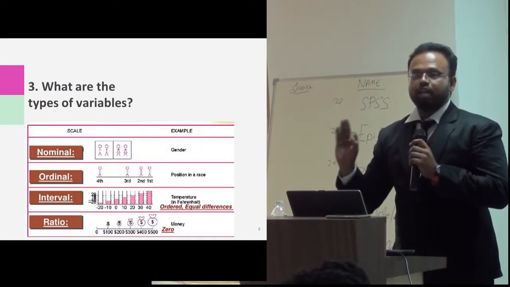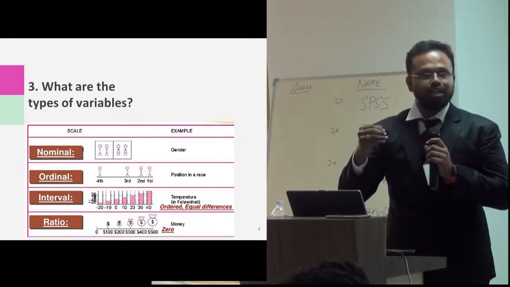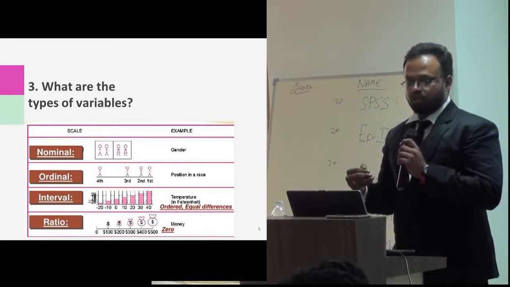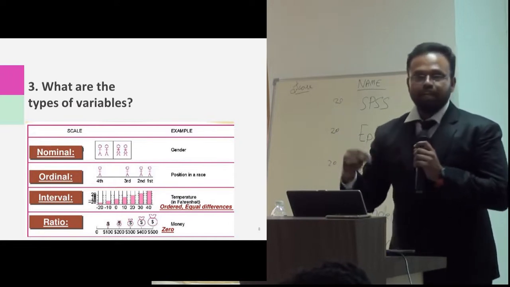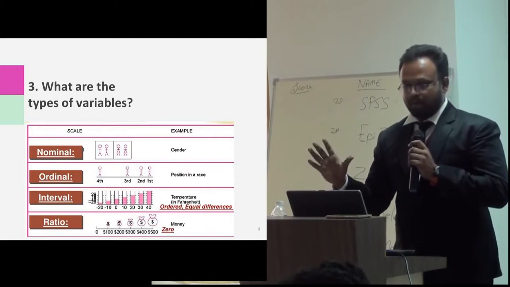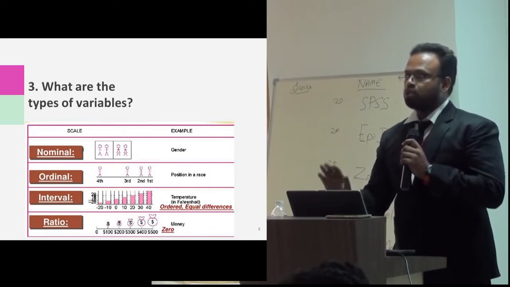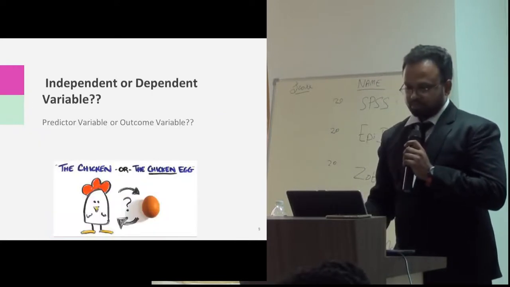The third step is what type of variable it is. Usually in statistics we say nominal, ordinal, interval and ratio. Club nominal and ordinal into categorical, interval and ratio into continuous. It is as simple as that. Club those into categorical and continuous.